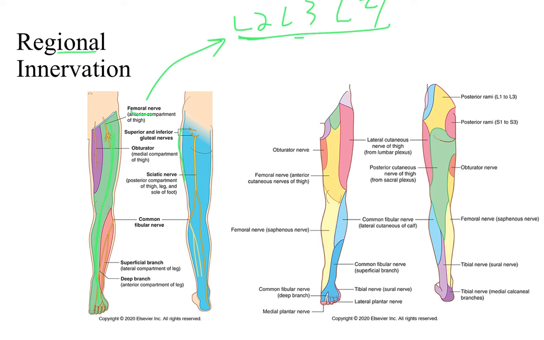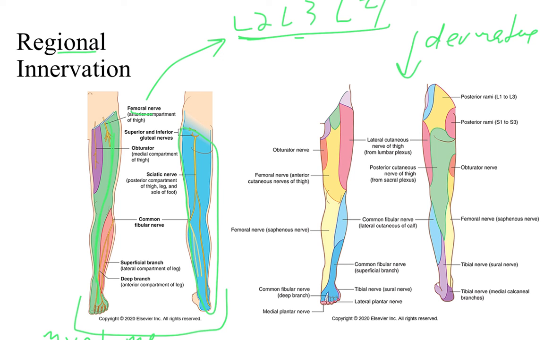Sciatic nerve, notice that's an entire posterior portion of the leg. So this is what we call a myotome would look like. So all of the muscles that are innervated, and over here would be the actual dermatome for individual nerves and the skin regions that they innervate.